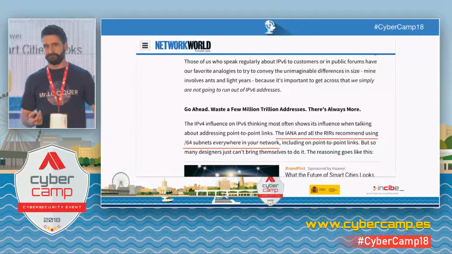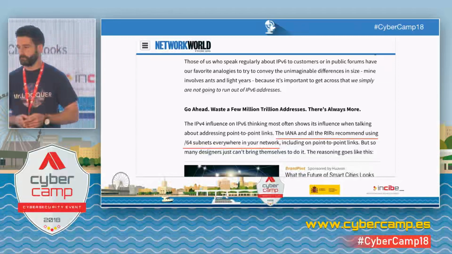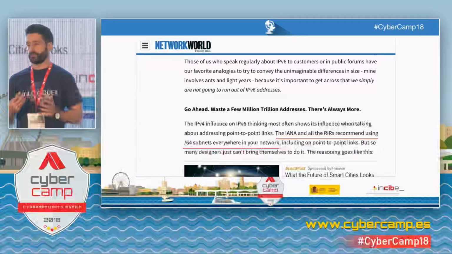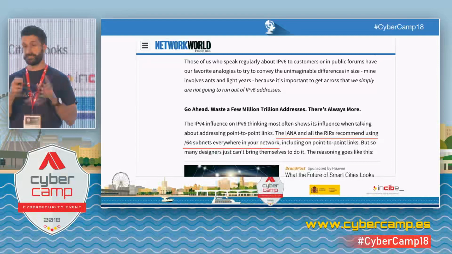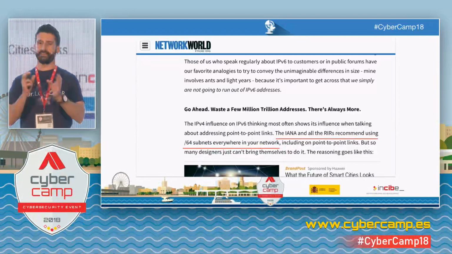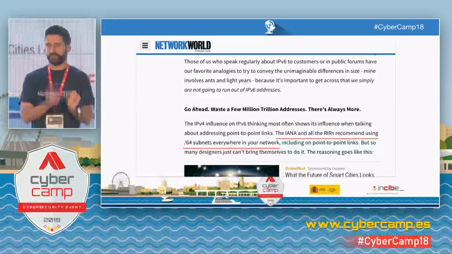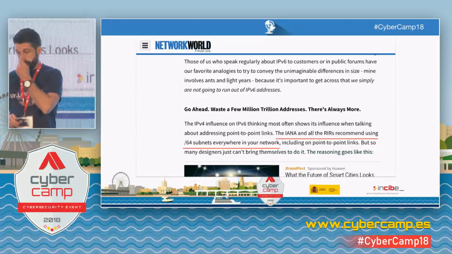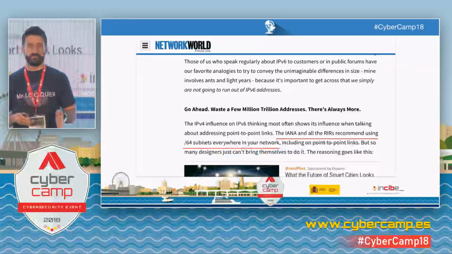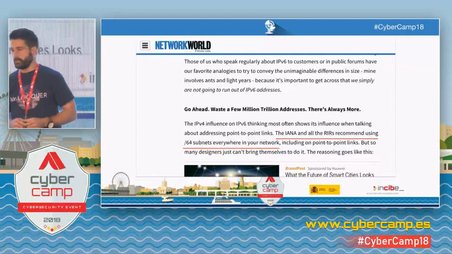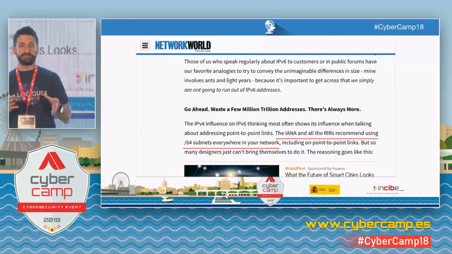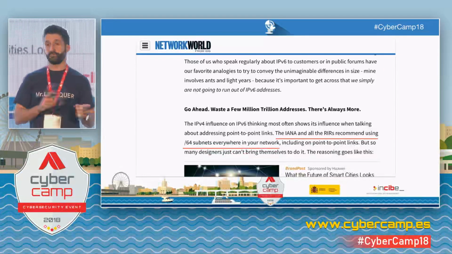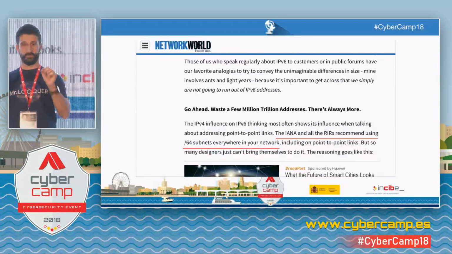So there is also a debate in IPv6 about the following. Some administrators say, why give so much to ordinary users? Because 64 bits is the ordinary access that you give to any network. For any network, we should have a minimum prefix of 64 bits. IANA and the RIRs recommend using /64 subnets everywhere in your network, including point-to-point links.